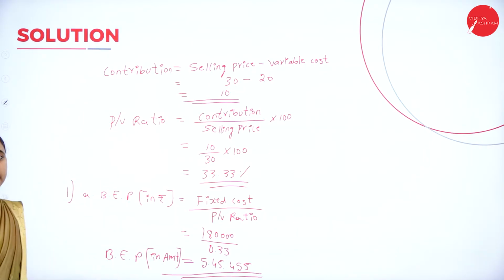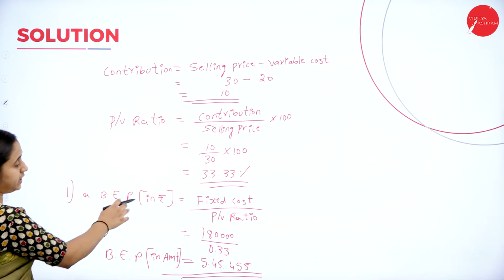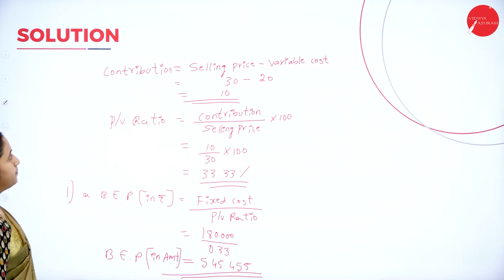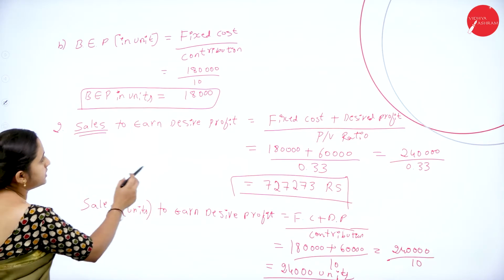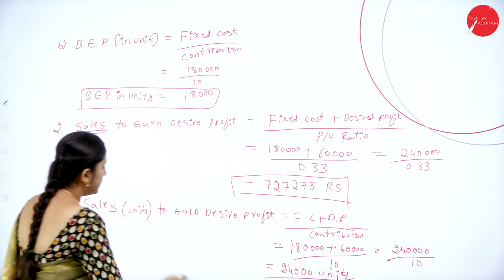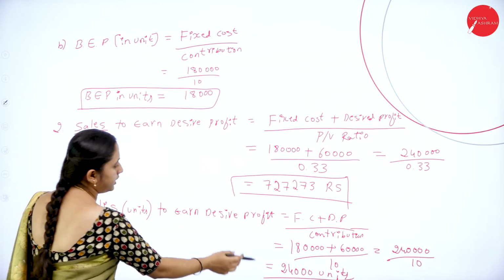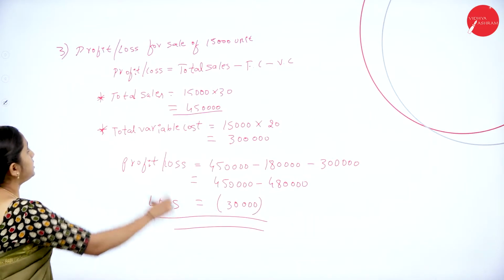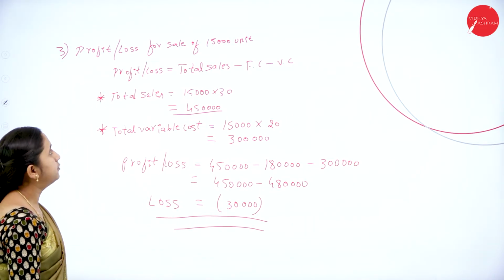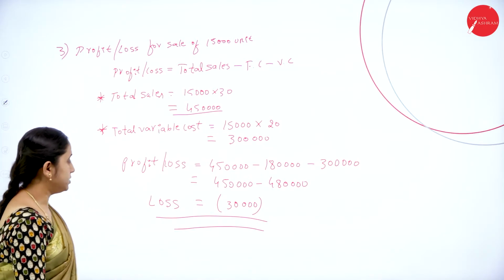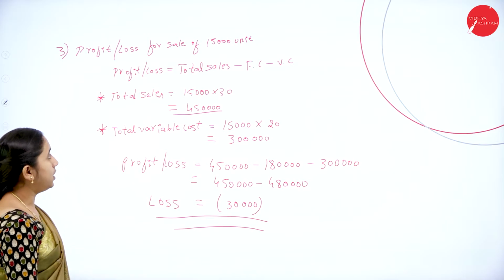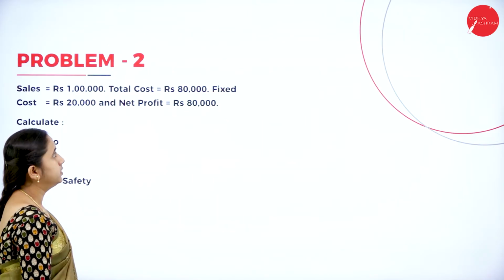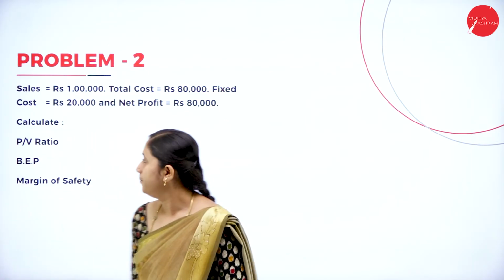First, BEP in units, BEP in rupees amount. Next, BEP in units. Then sales to earn a desired profit in rupees. Sales to earn desired profit in number of units. Next, profit or loss for the sale of 15,000 units. So, here loss of rupees 30,000. So, this is all about the first problem. Next, second problem.